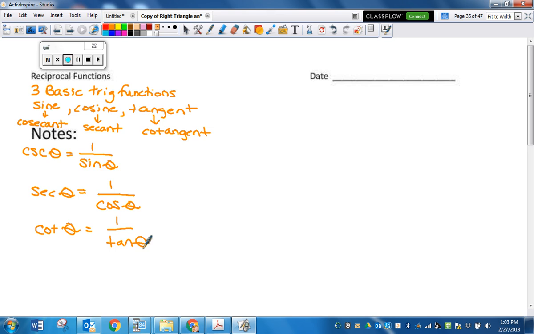If you think about it, you know that sine of any angle is equal to opposite over hypotenuse. So if sine of theta is opposite over hypotenuse, and cosecant is the reciprocal of that, reciprocal means flip, right? That means the cosecant of theta would not only be equal to 1 over sine theta, but would also be equal to hypotenuse over opposite. A flipped version of that.